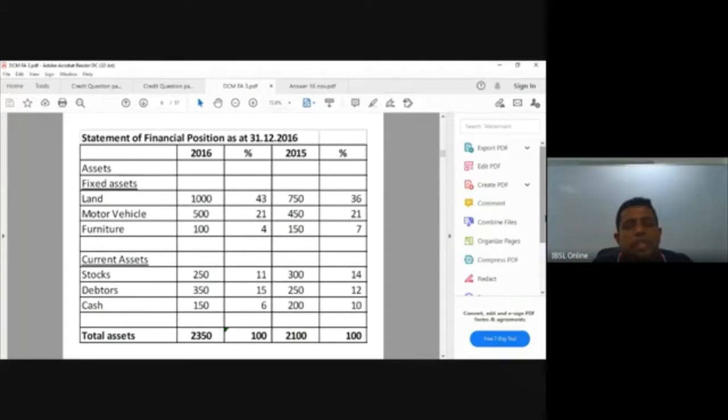For 2016 we took the total asset as the highest figure. For 2015 also we took the same total asset and calculated the percentages. Then how do you compare? If you take the land, in 2015 it was about 36% of the total assets, but in 2016 it is 43%. It is 43%, right?